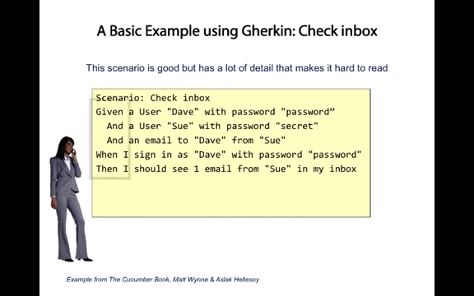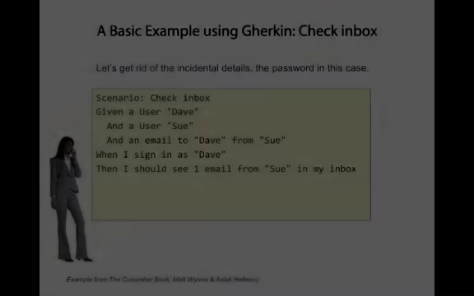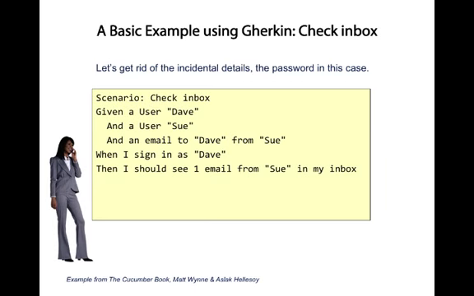Now you can see in the Gherkin we have the given, when, then keywords, and the rest of this is really just domain-specific language. So it's a user and a password, but one of the things you can already see from here is that there's a lot of detail in this scenario, and it makes it kind of hard to read. Okay, so let's make this example just a little bit better.